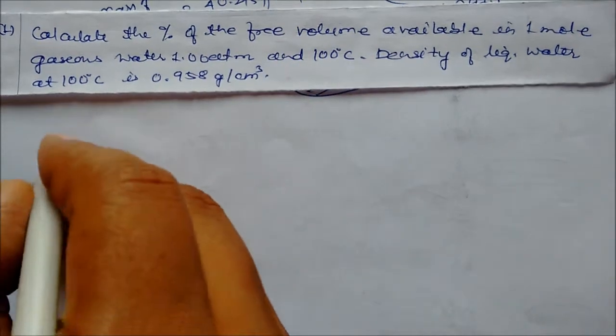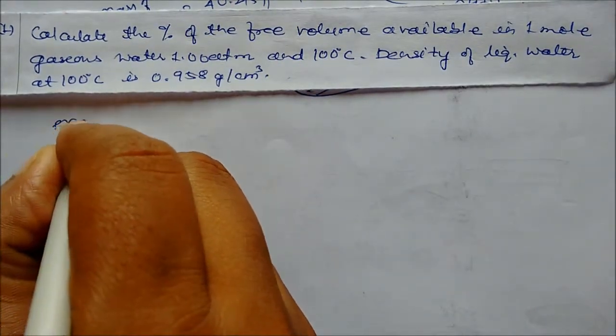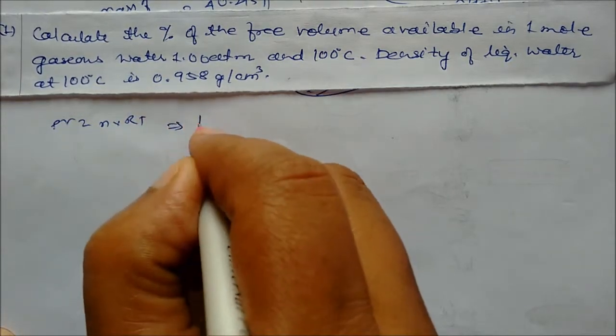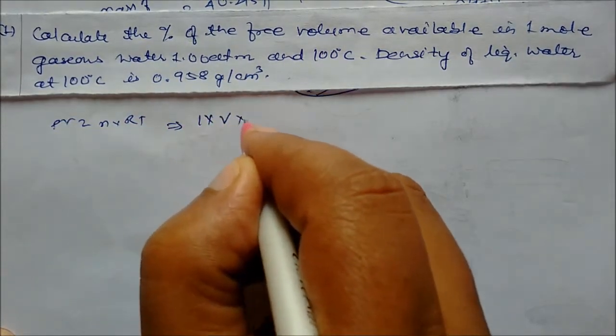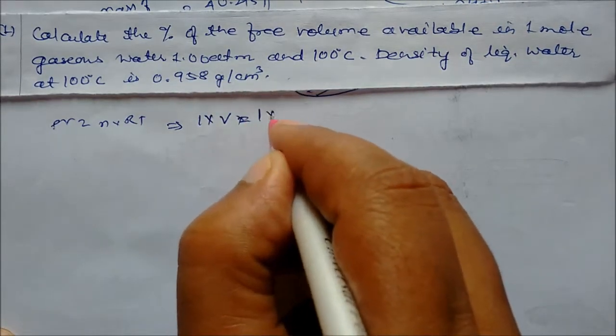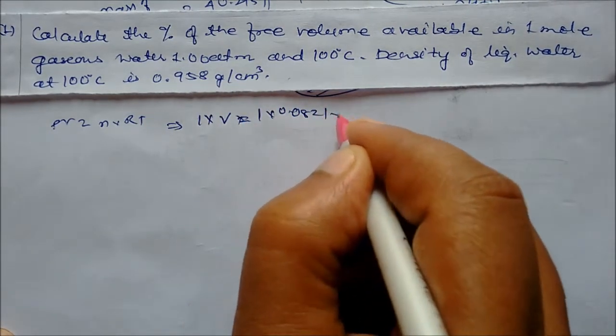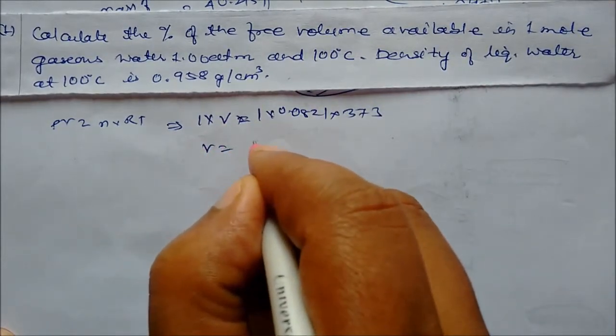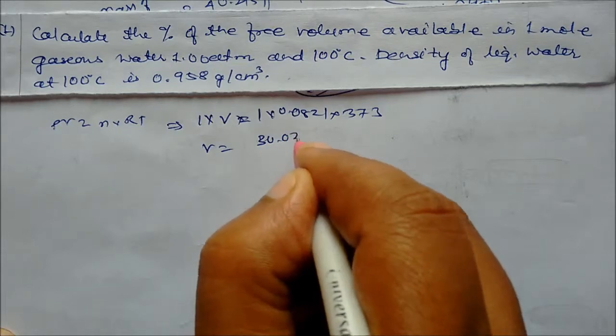Free volume means the volume that does not contain water. Now you can use the formula PV = nRT. Pressure is given as 1, and we need to find the volume. Moles is equal to 1. So 1 into 0.0821 multiplied by the temperature, 373. Here we will get the volume, that is 30.02 liters.